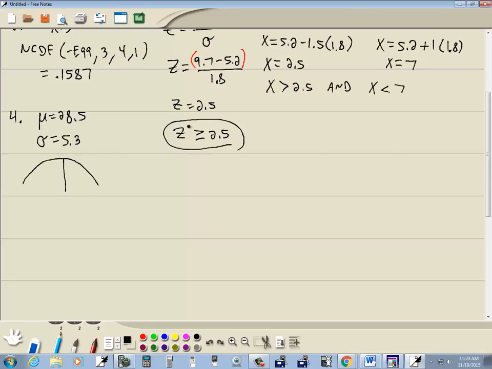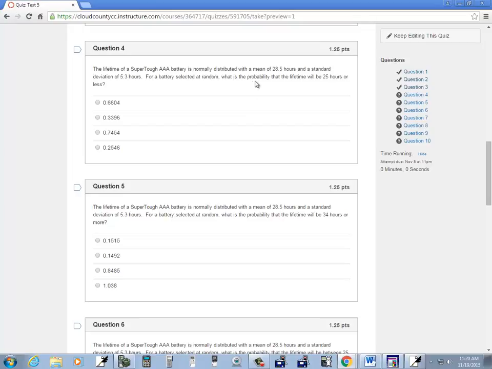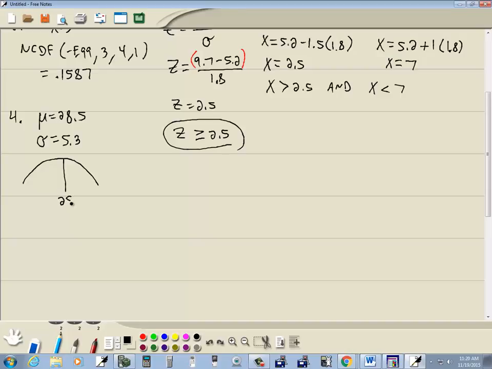Now we're talking about one battery, because it says for a battery, and 25 hours or less. So this is 25 and shaded this way. So this is going to be normal CDF, negative E99, comma, 25. You put your low value. This is based upon your shaded region. So your low value, comma, your high value, comma, your mean, comma, the standard deviation.